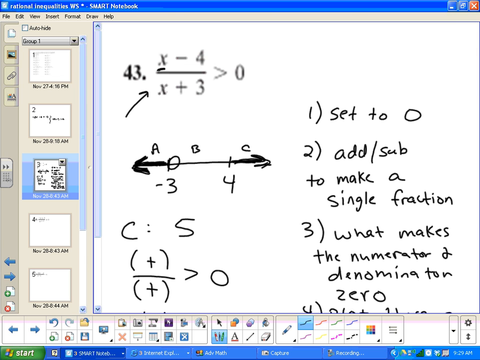Okay, now what about 4 itself? And keep in mind that that was greater than. So write open circle.